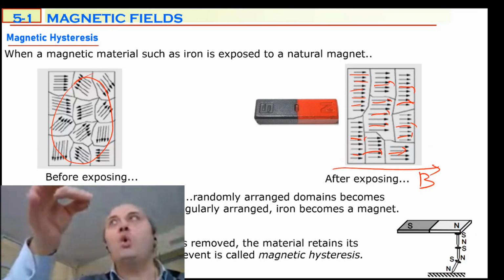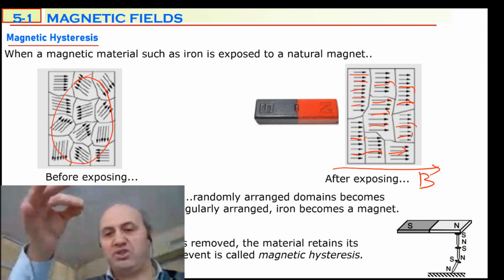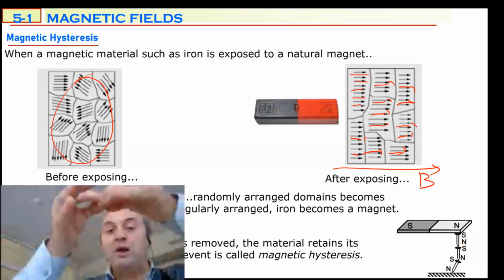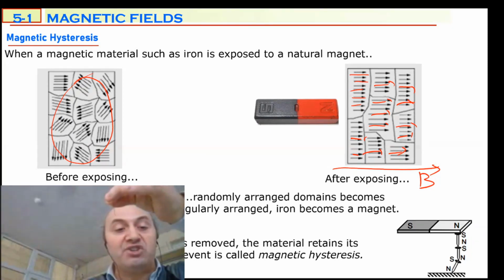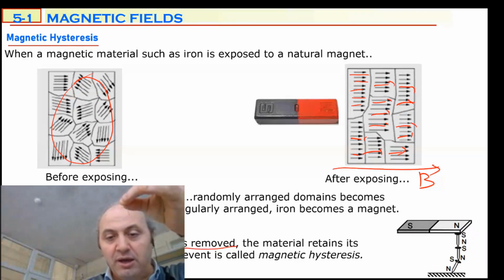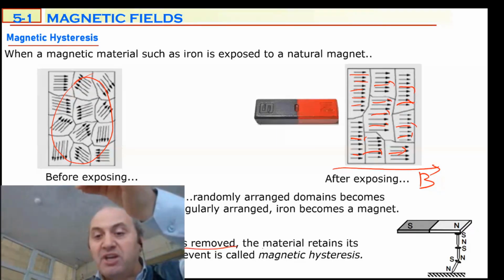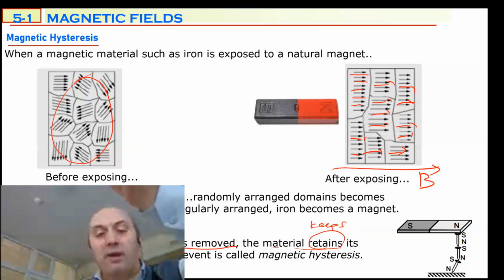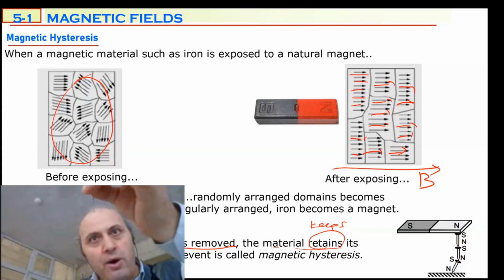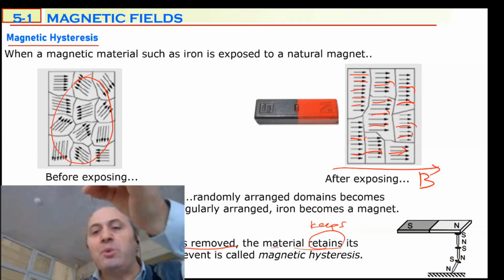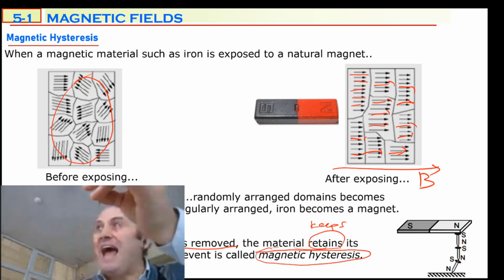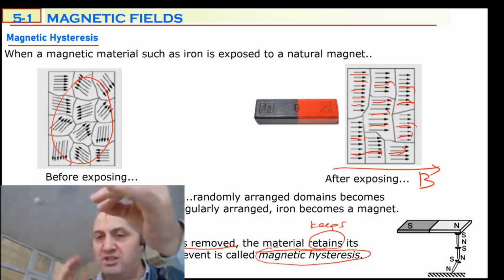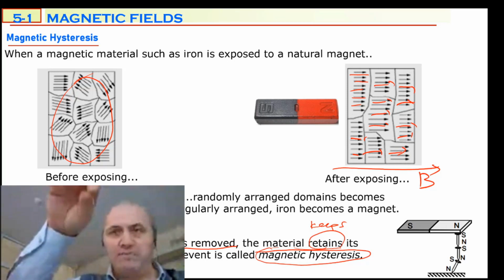This phenomenon is known as hysteresis. Magnetic hysteresis. Look at the definition. When the external magnetic field is removed, yes, I removed the magnet, the material retains, means keeps, its magnetization for some time. This event you observe now, pin attracts pin, is known as magnetic hysteresis, and this definition is a ministry exam question.